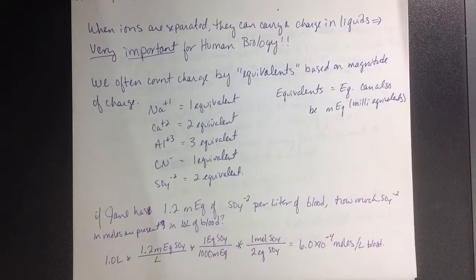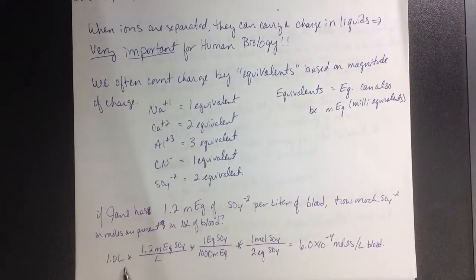So if Jane has a 1.2 milliequivalent of SO4 per liter of blood, how much SO4 in moles is present in 1 liter of blood? Just realize that this is milliequivalent per liter. So here we've got actually two different units for this number. So I don't want to start there. I want to start where we have 1 liter of blood. So that's why I start right here.